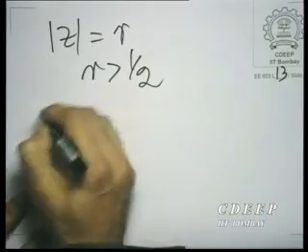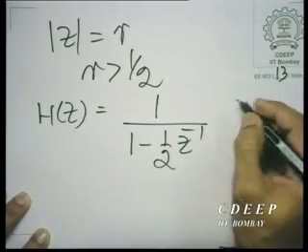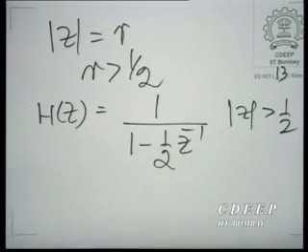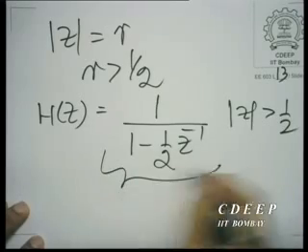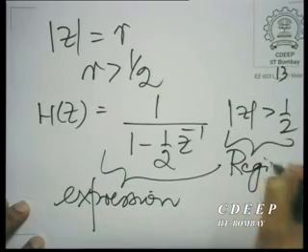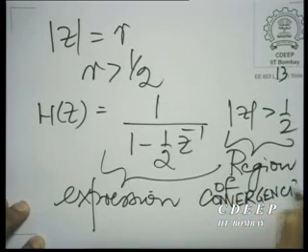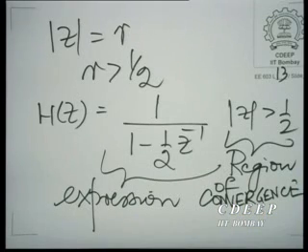And of course, this H(z) can be written as 1 by 1 minus half z inverse, mod z greater than half. Notice a Z transform always has an expression and a region of convergence. A Z transform is incomplete without either of these two. I shall shortly illustrate that if we did not specify the region of convergence here, there would be an ambiguity in the sequence.